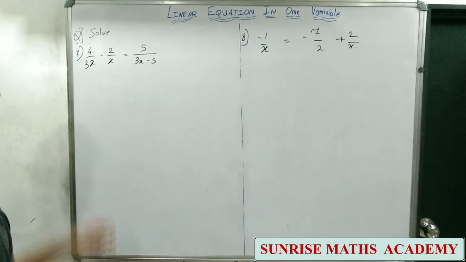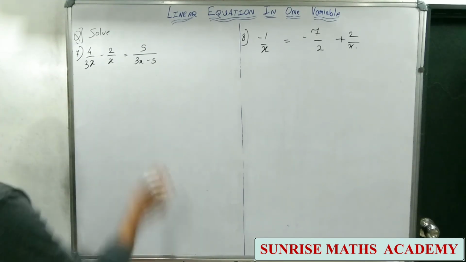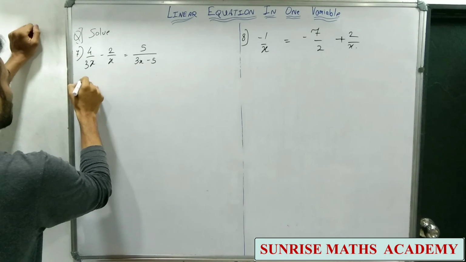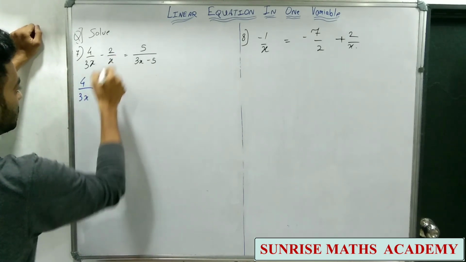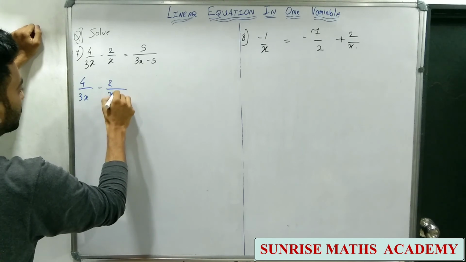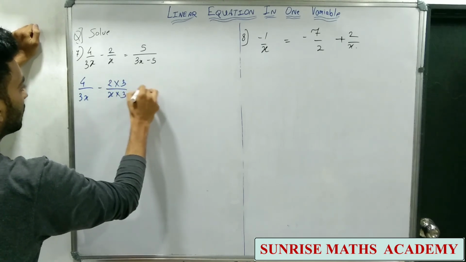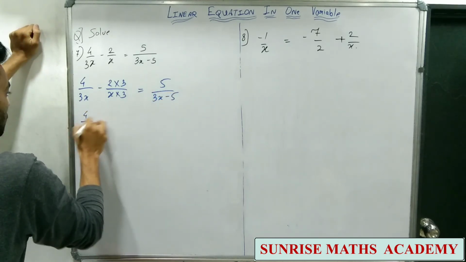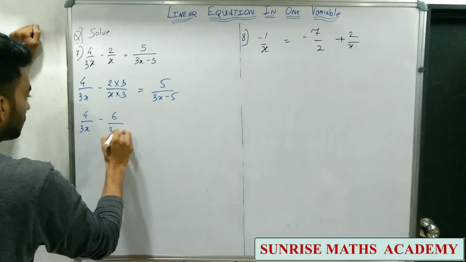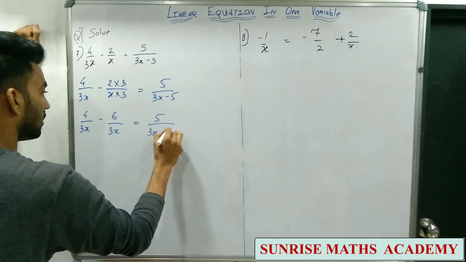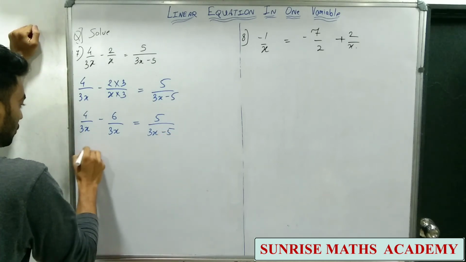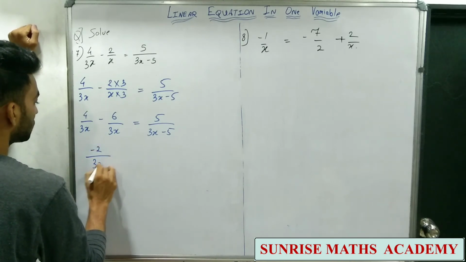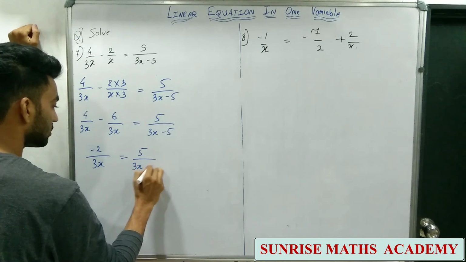So here in this equation also we have the denominators as variables. So we have to find the LCM of these two denominators, 3x and x. LCM will be 3x. So 4 upon 3x minus, here we have to multiply by 3 to make it 3x. On the other side it is 3x minus 5. So it is 4 upon 3x minus 6 upon 3x. Now we can add these, 4 minus 6. We can directly write 4 minus 6 is minus 2 upon 3x equals to 5 upon 3x minus 5.